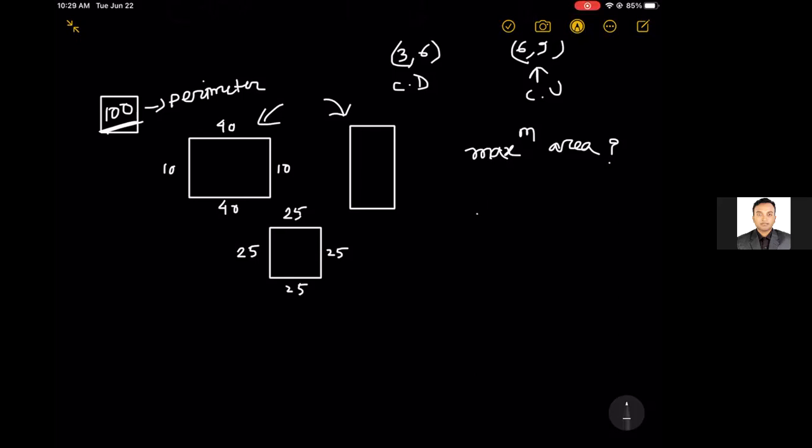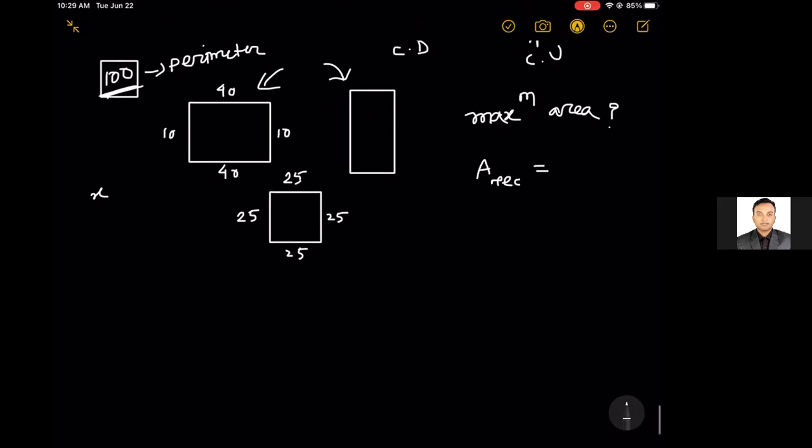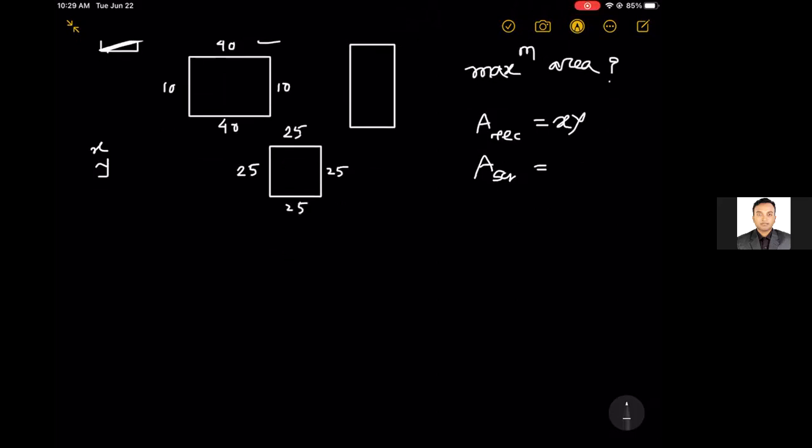But if you look at the area, let me go back to the formula as well. What's the formula for the area of a normal rectangle? If you have, let's say, length as x and width as y, what's the area? Isn't it x times y? X times y. Very good. And what's the area of a square? If the sides are, let's say, x, it's x squared. Very good.